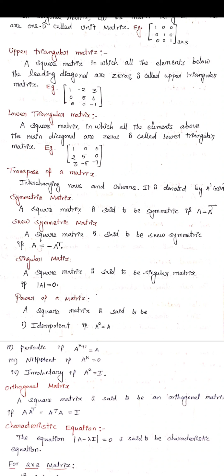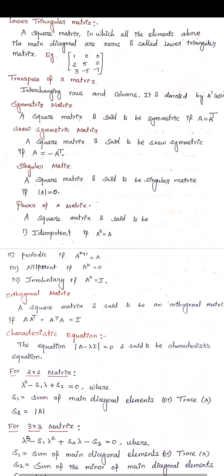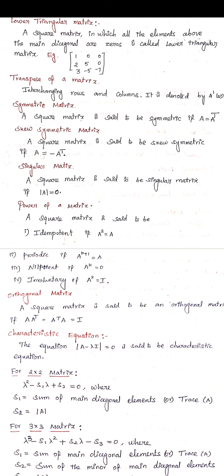Symmetric matrix. A square matrix is said to be a symmetric matrix if A equal to A transpose. Non-symmetric matrix means a square matrix is said to be non-symmetric if A not equal to A transpose. Next one is skew-symmetric matrix. A square matrix is said to be skew-symmetric if A equal to minus A transpose. Next one is singular matrix. A square matrix is said to be singular if determinant of A equal to 0. The inverse of the matrix exists if determinant of A not equal to 0.